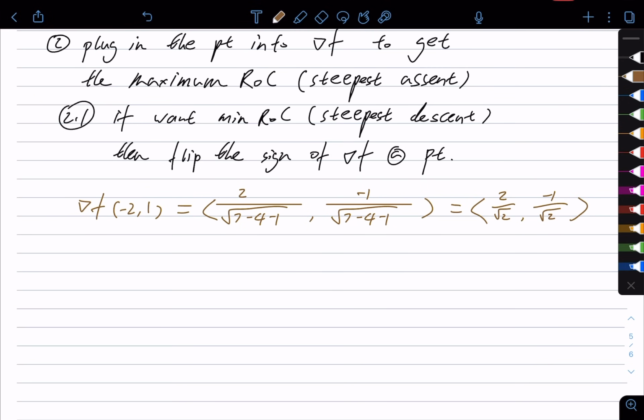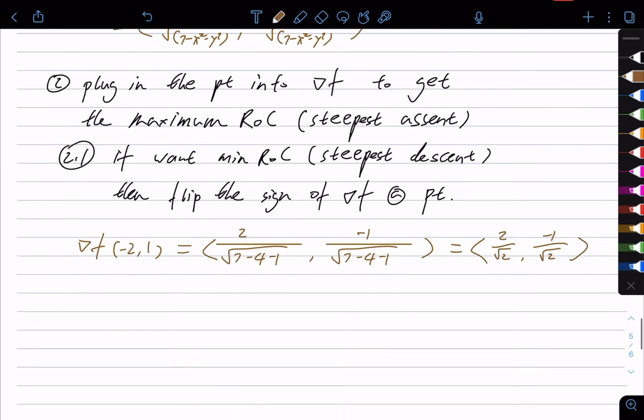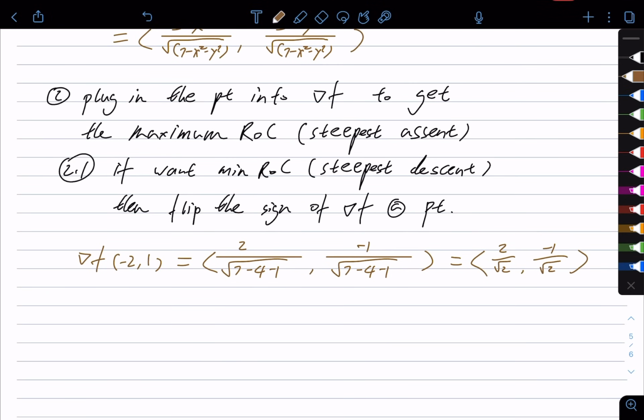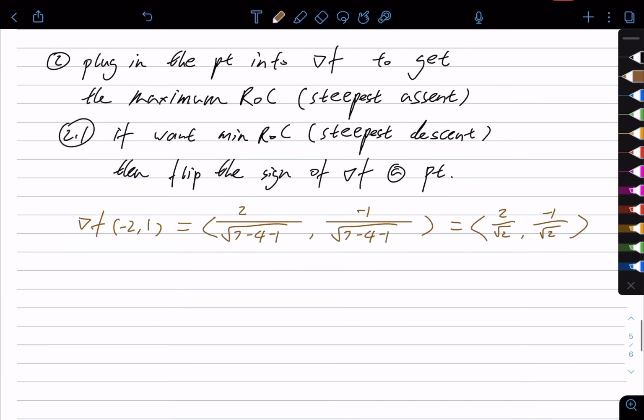A vector contains magnitude and direction. In this case, we want to find the maximum rate of change. Rate of change is a scalar, and this scalar corresponds to the magnitude of the gradient at the point. So to find the actual maximum rate of change, we do the final step: find the magnitude of the gradient of f at the point. This is the max ROC.